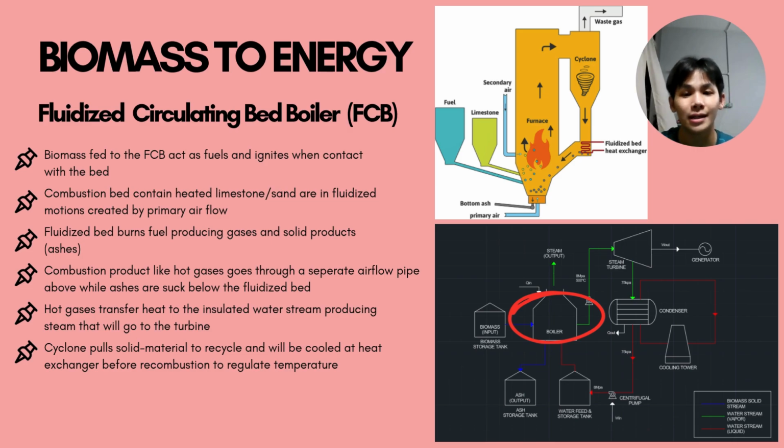Combustion products like hot gases go through a separate airflow pipe above, while the ashes are stuck below the fluidized bed and will be released to the ash tank. Hot gases transfer heat to the insulated water stream, producing steam that will go to the turbine. The cyclone pulls solid material to recycle, and it will be cooled at a heat exchanger before recombustion to regulate the temperature.